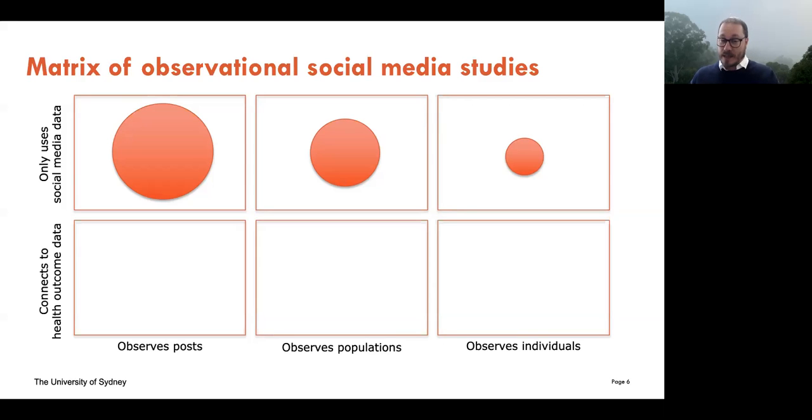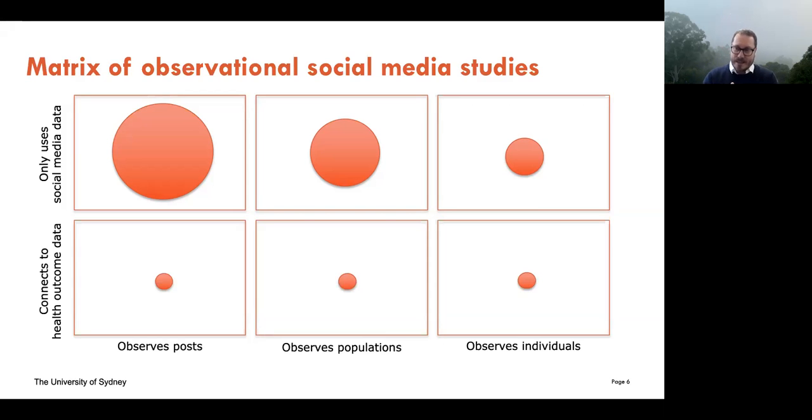There's a reasonably large number of those studies that also observe populations. And there's a reasonable number of studies that observe individuals and look at what individuals post or what individuals say over a period of time on social media. Imagine someone's Twitter timeline and trying to characterize what it is that they say.